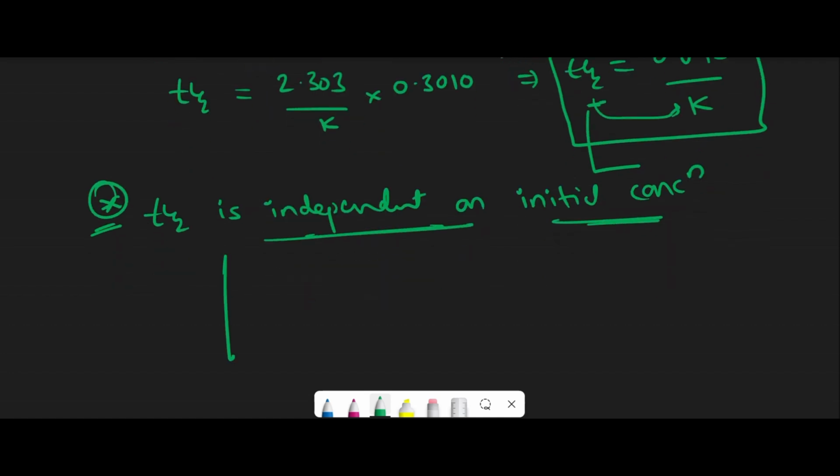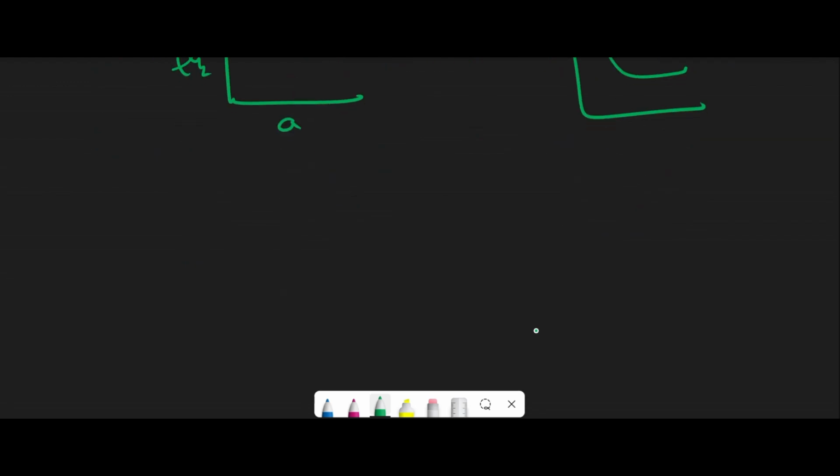So if we plot a graph between t half versus a, this will be the graph. Clear? If you plot a graph between t half versus k, that is obviously inversely proportional, so you will get a curve like this. So t half is equal to 0.693 by k. That will be the half life of the first order reaction.